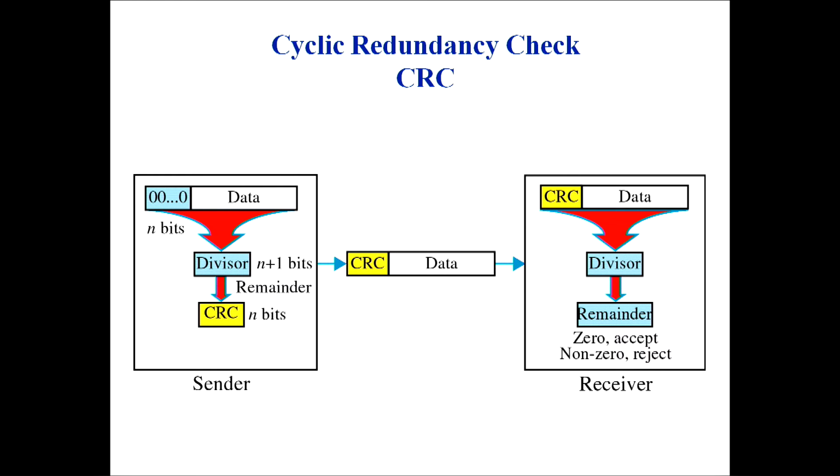Then the receiver will divide that data by the same divisor used by the sender. If they get a remainder, then the data is in error. If they don't get a remainder, then the data was received successfully.